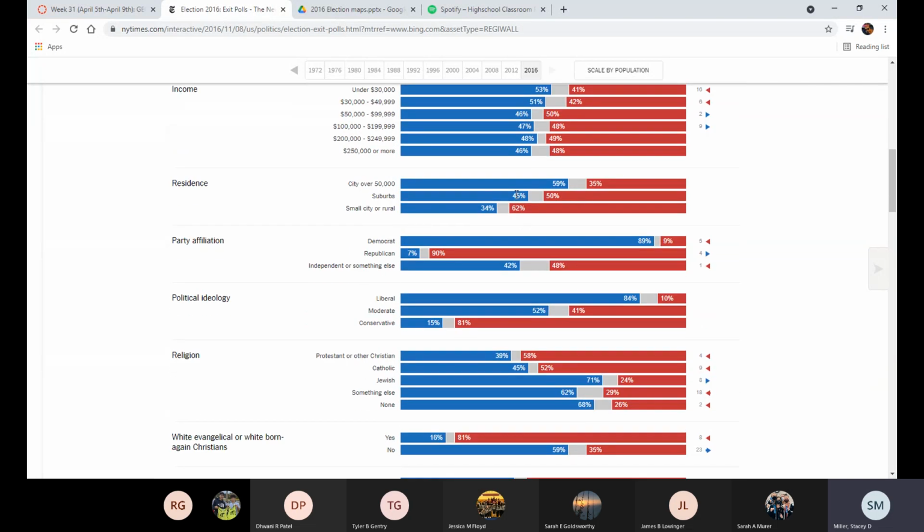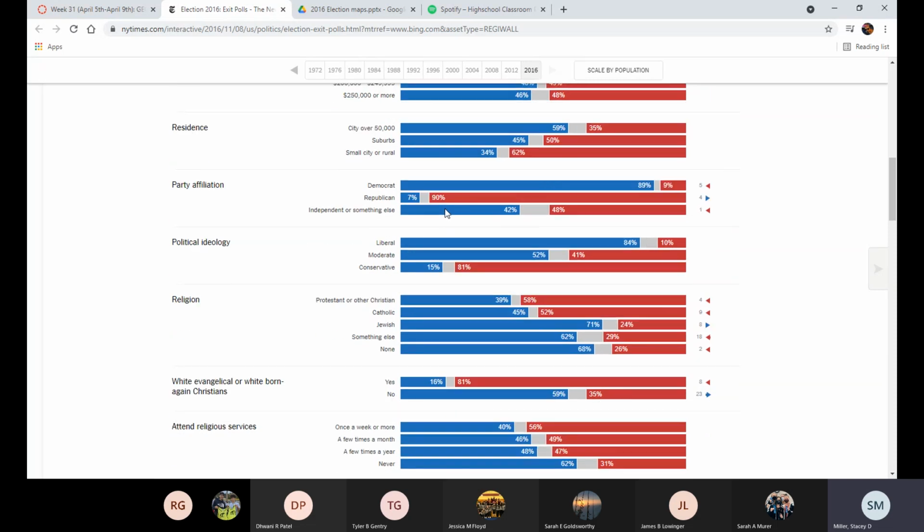Residents, right? City over 50,000, 59% voting Democratic, 35% voting Republican. Suburbs, 45% voting Democratic, 50% voting Republican. So you can see some of these demographics are more evenly split, whereas with other ones, if you're going to win some of those votes back, you're climbing up a hill to get them. For example, a small city or rural areas in those counties is significantly more Republican than it would be Democratic.